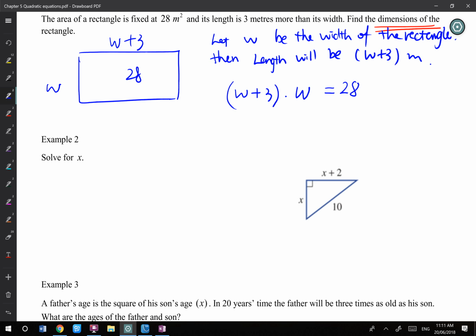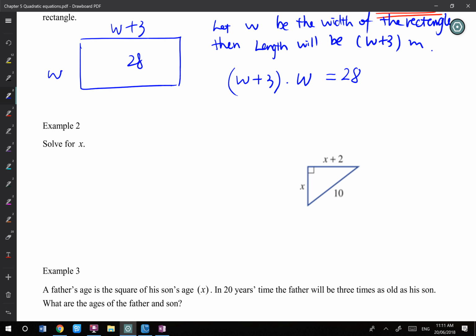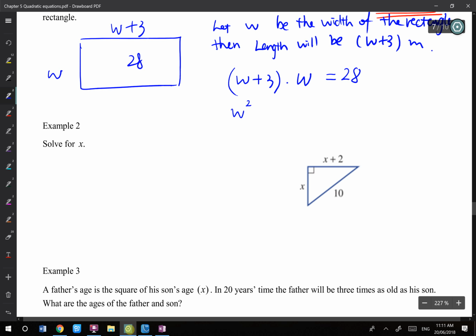Or if you don't like W, you can put X. X is the normal variable. You can put X times X plus 3. So length times width should give you 28. So we can expand: W squared plus 3W minus 28 equals 0.